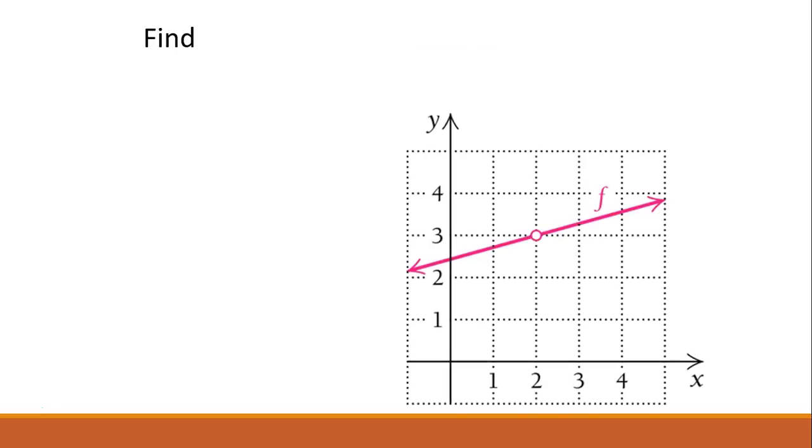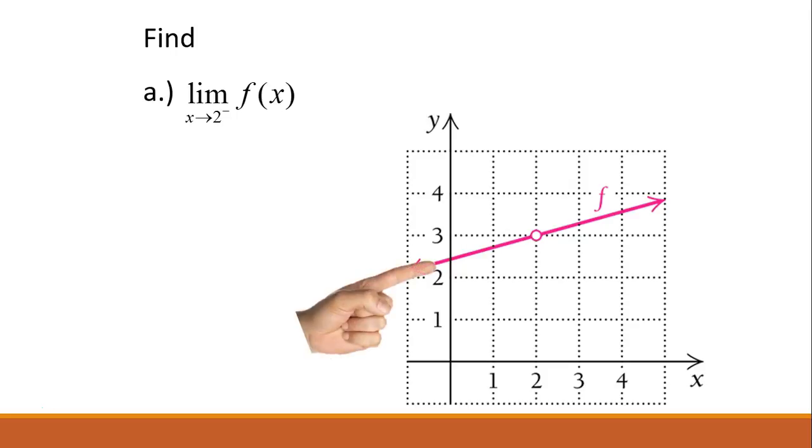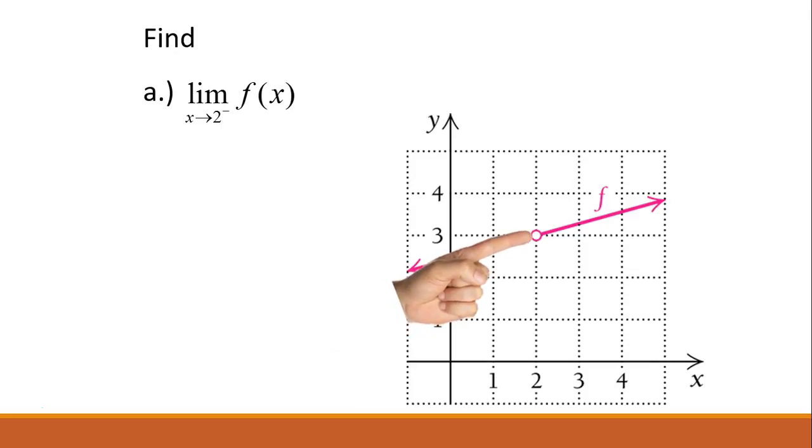So look at this particular function. We want to find the limit of that function as x approaches 2 from the left. So what we're imagining is that we're moving along the left side of the graph, very, very close to where the x-coordinates of the points are 2. And the y-coordinate at that point is 3. So the limit from the left is 3.